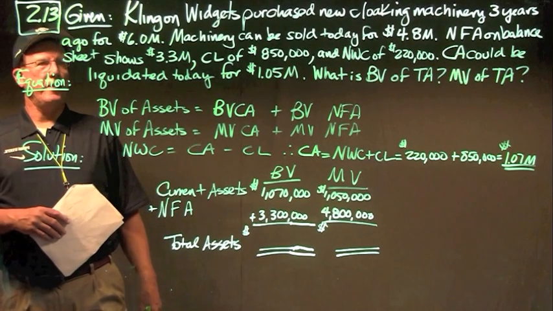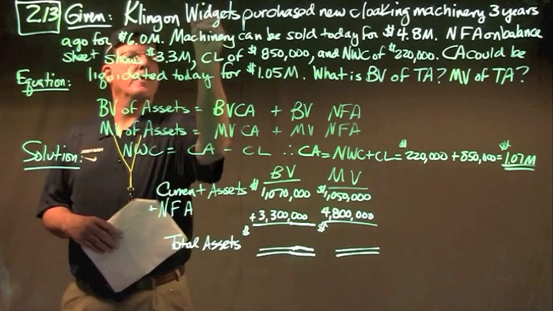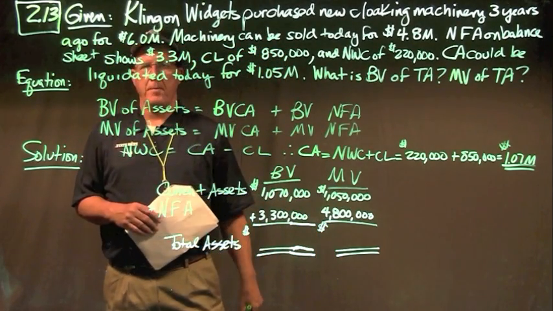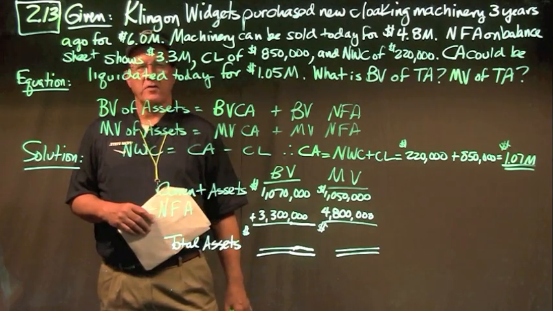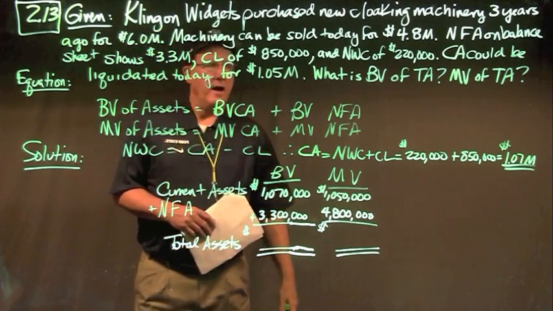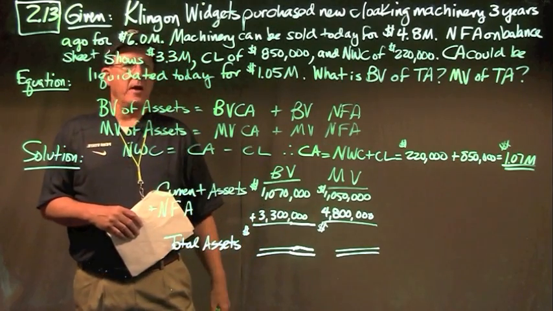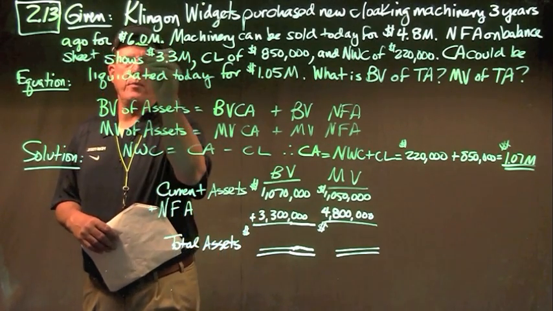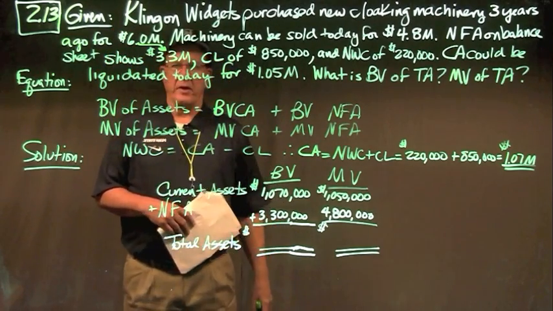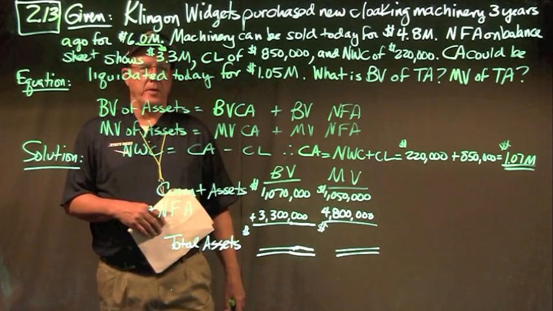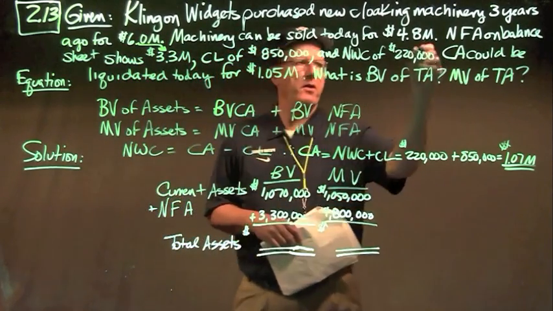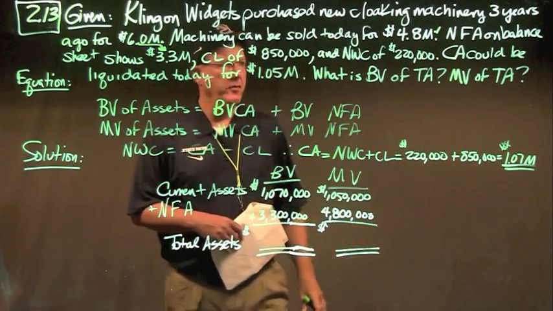In problem 2.13, we have Klingon Widgets purchasing some new cloaking machinery 3 years ago for $6 million. And that's on the books at that time. That is their book value 3 years ago. Since then, that's depreciated some. It's now showing 3.3 million, so it's depreciated to the tune of about 2.7 million, down onto the books of 3.3 million. That same machinery could be sold today for 4.8 million. That's market value of that machinery.